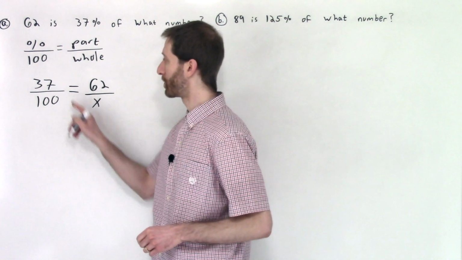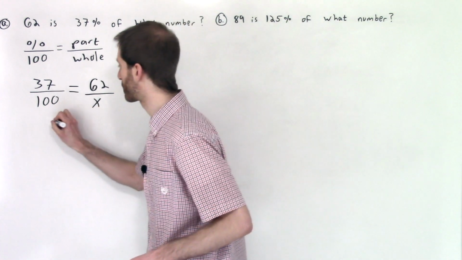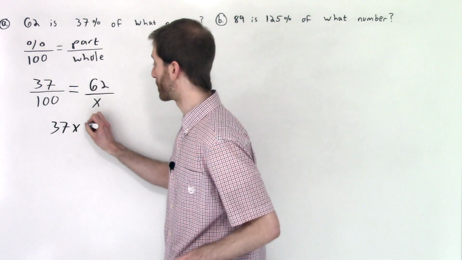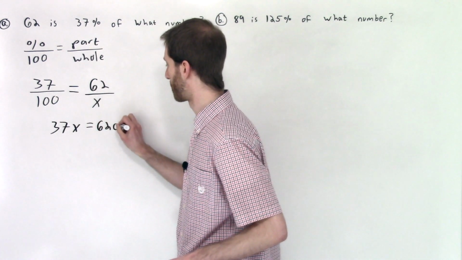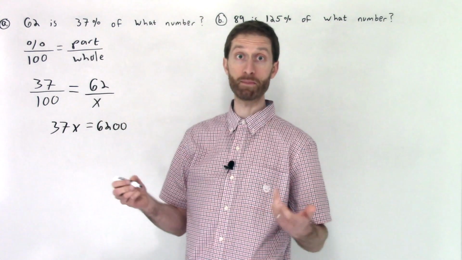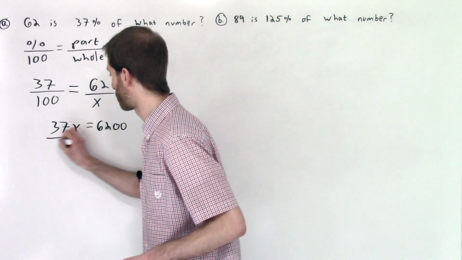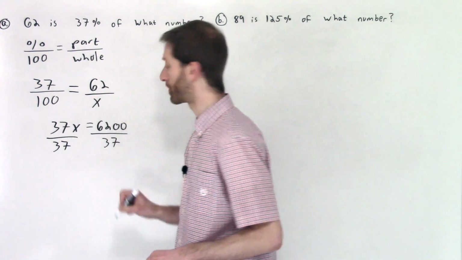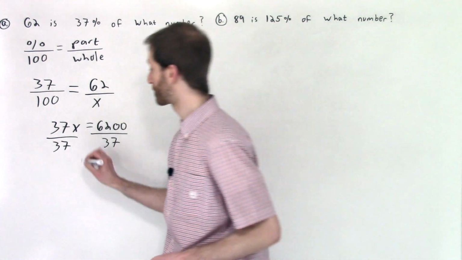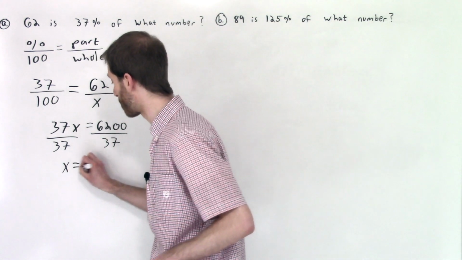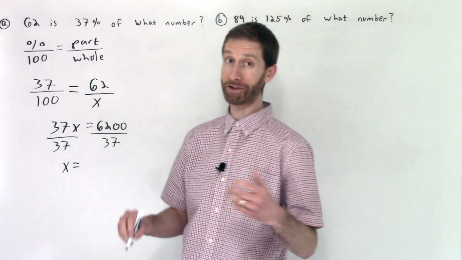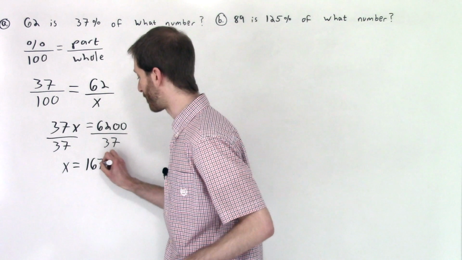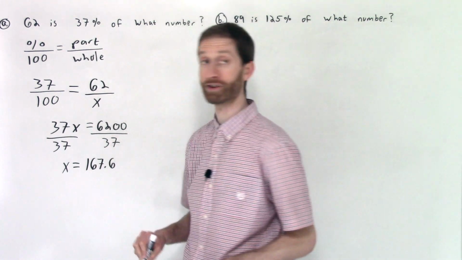So let's solve it out. We've got 37 times x, cross multiplication. 62 times 100 is 6,200. And then finally, we need to divide both sides by 37. After I divide both sides by 37, I'm left with x, so my x value is alone. X is equal to, I've done this calculation out, I'm not doing this mentally, about 167.6. That's rounded to the nearest tenth.